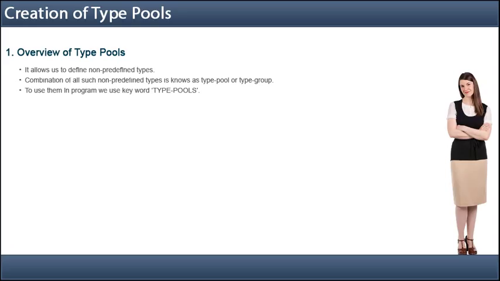If we want to use some custom types in various programs, then we need not define them separately. We can simply create a type group in the ABAP dictionary and use that in our programs. To use them in a program, we use the keyword TYPE-POOLS.